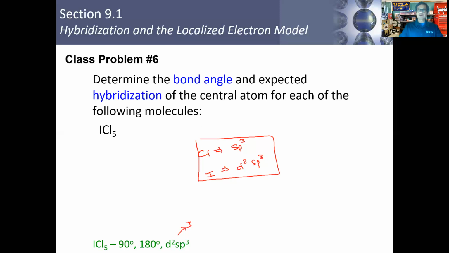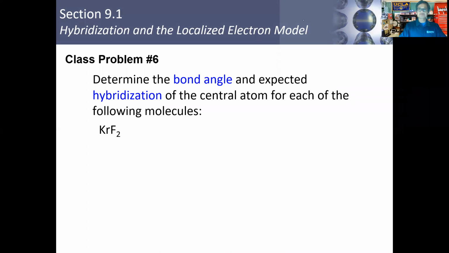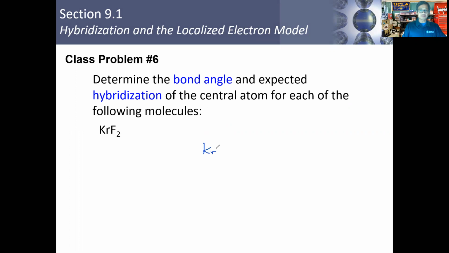All right, let's go ahead and take a look at the next molecule. This one I actually do want to draw for you, because it doesn't look quite as apparent. Let's draw the Lewis dot structure for krypton difluoride first. Krypton is the center atom here. A single bond forms between krypton and fluorine. Remember why: fluorine must always have its octet. Therefore only a single bond forms between fluorine and krypton.